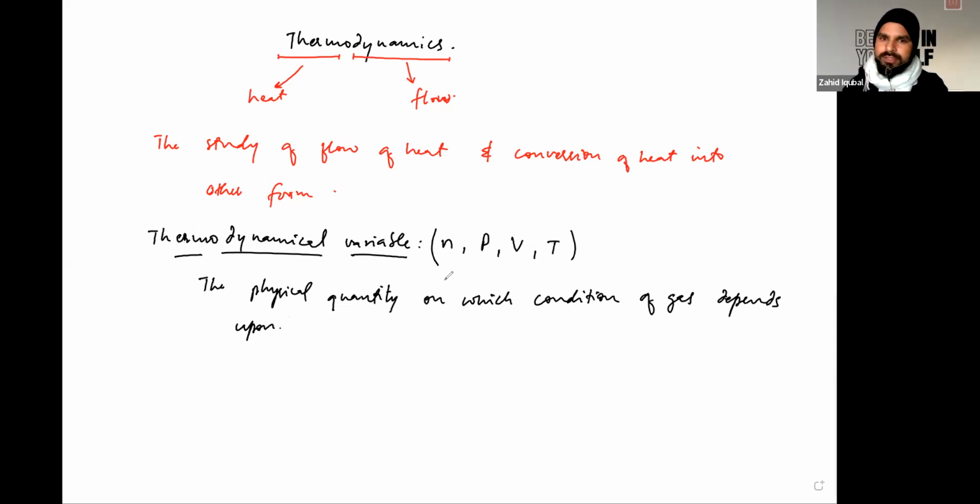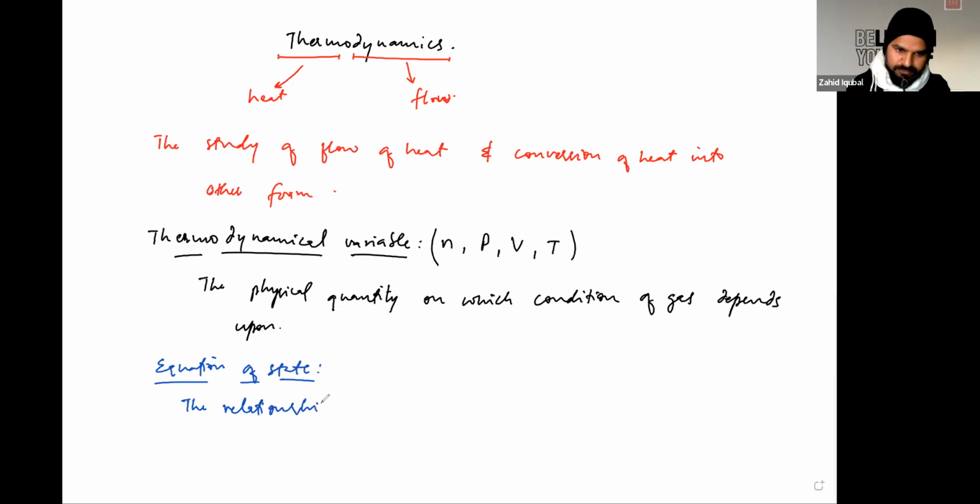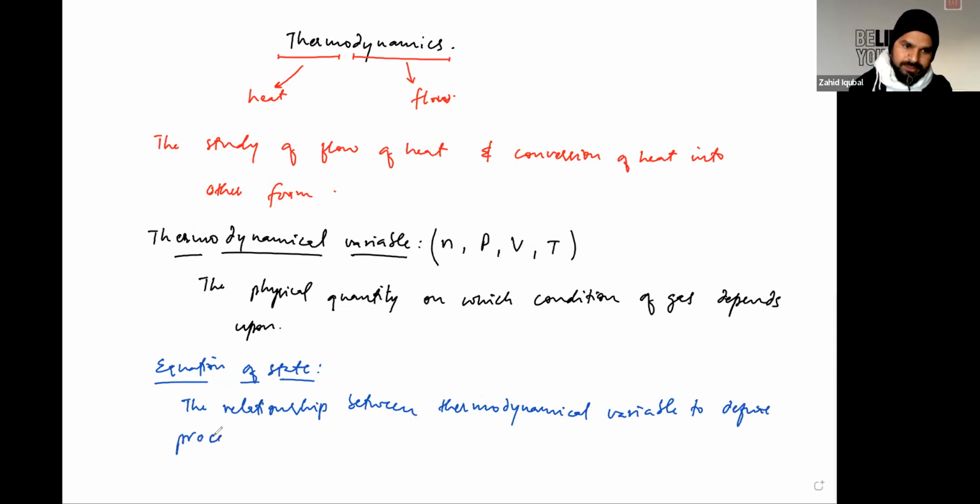Next, there is a special relationship between these thermodynamical variables to define the condition of gas at any instant related to any different process, which is called the equation of state. So the equation of state is a special relationship between thermodynamical variables to define the process or condition of gas at any instant. So it is the relationship between thermodynamical variables to define process or condition of gas at any instant.